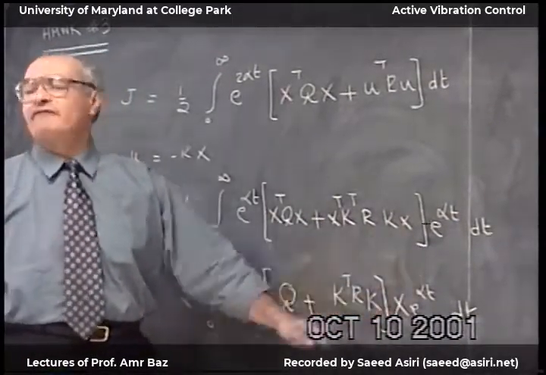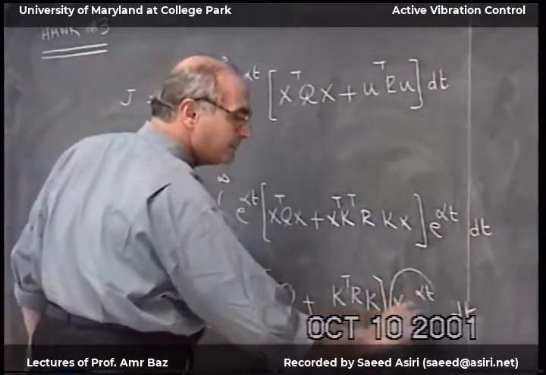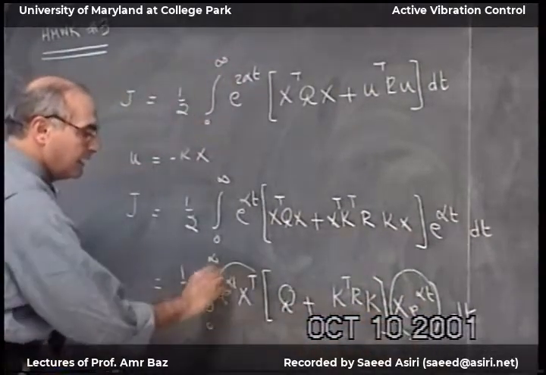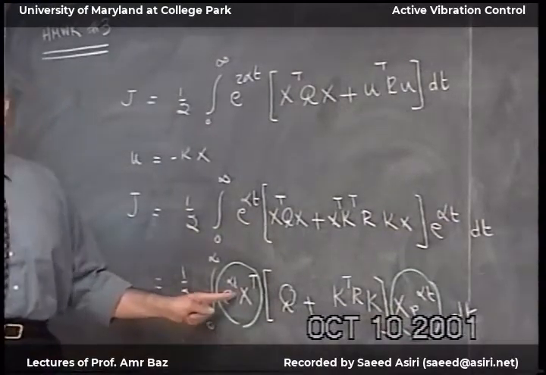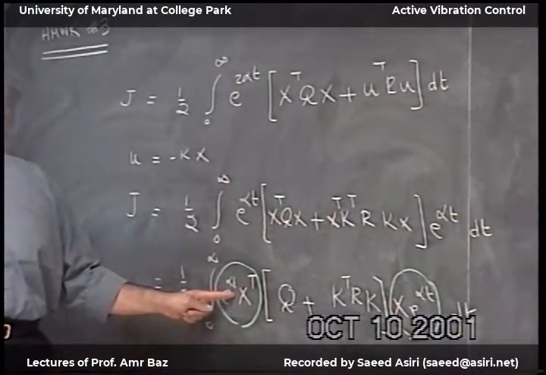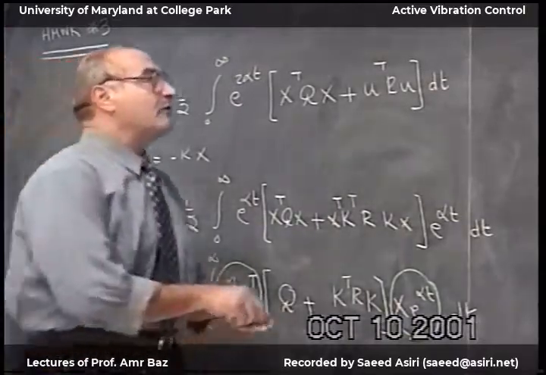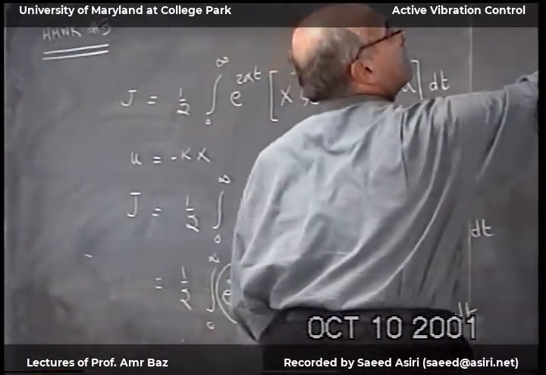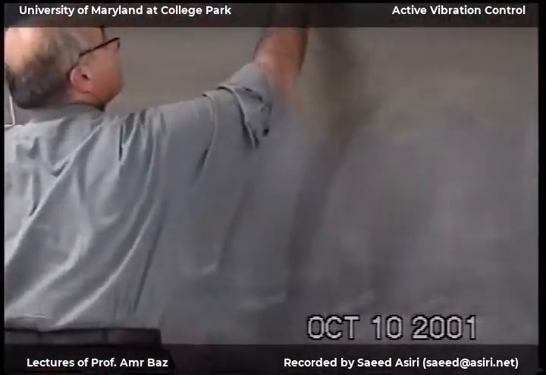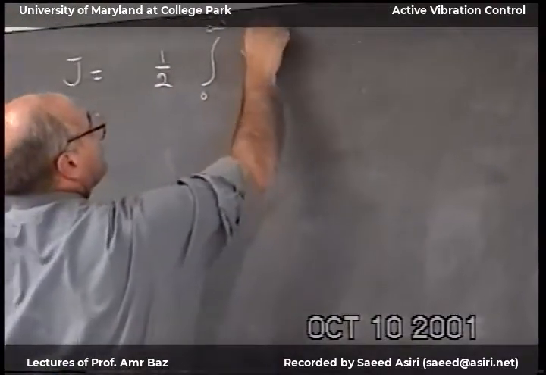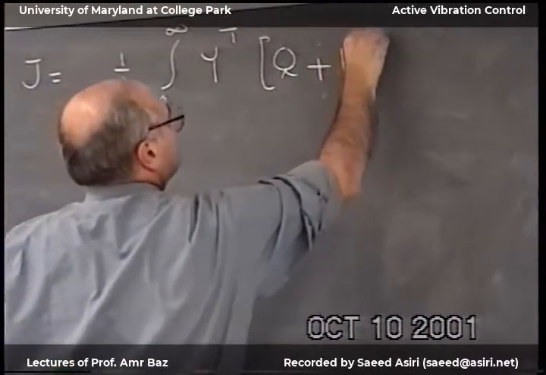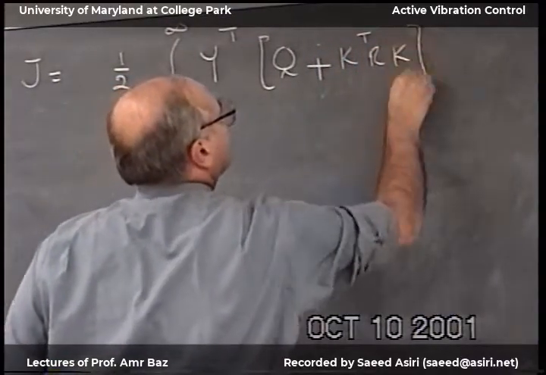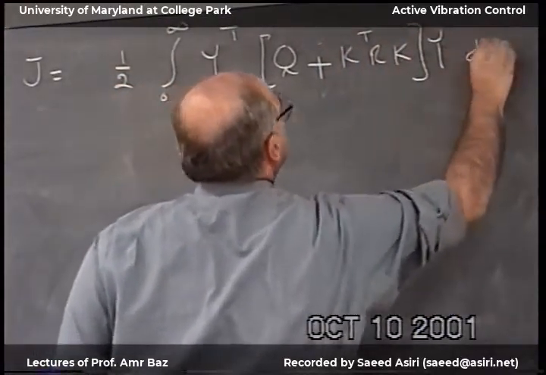This multiplier is time function. So I'm going to call this one name. And this will be its transpose, because e to the exponential alpha t is a scalar value. So this will be the transpose. So I'm going to call this y transpose dt.